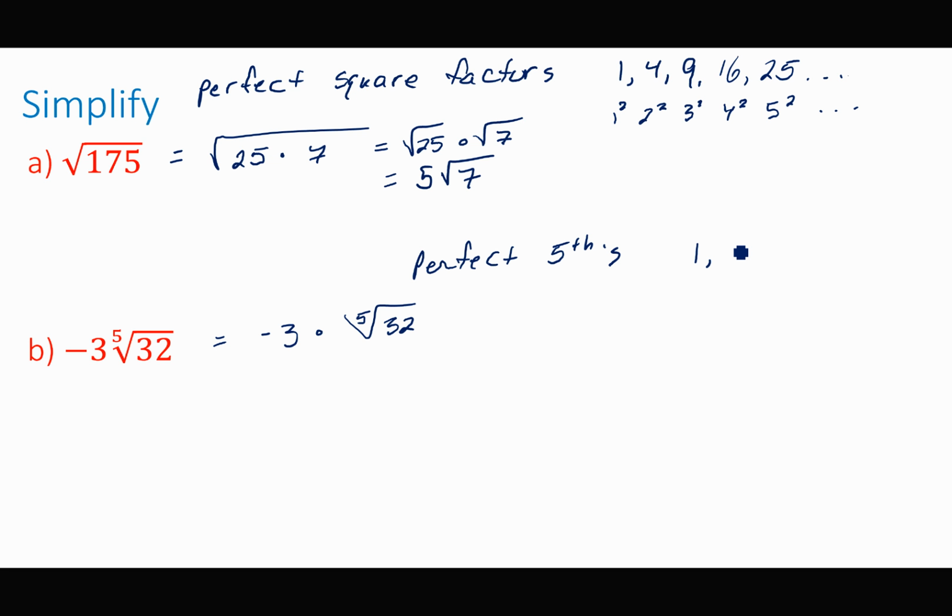Got it, Ben? Okay. So 32 is a perfect 5th. And so really this is -3 times, what's the 5th root of 32? 2. Okay, we just did that. Because this was 1 to the 5th and this is 2 to the 5th. So really this simplifies to be a -6. So -3 times the 5th root of 32 is -6.